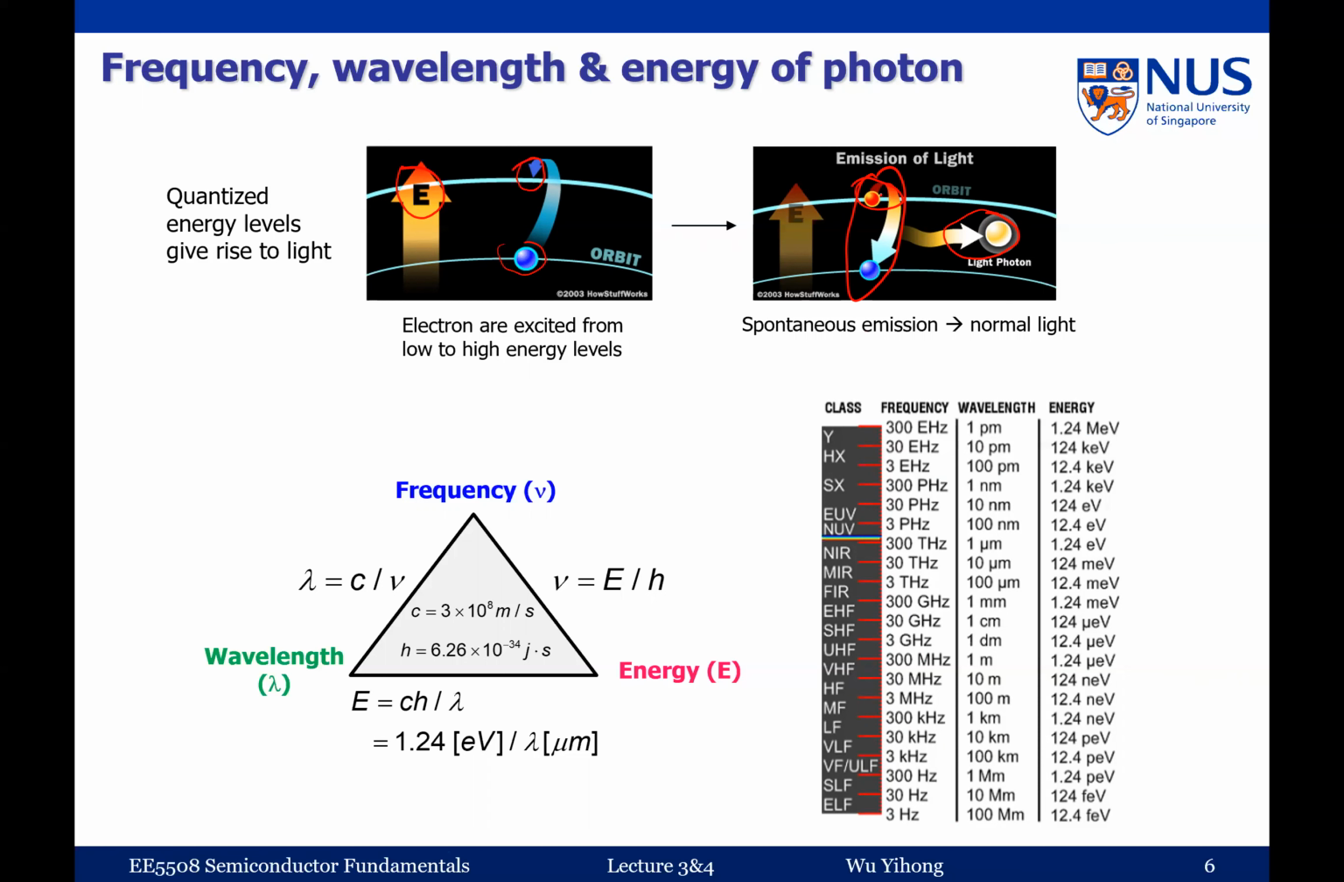So in this case, if you don't provide any additional means to control this recombination process, you let the electron jump back spontaneously. We call this spontaneous emission, and you get something called normal light. What does this mean? You may have many electrons, not just one, at the excitation state. When they jump back, the phase is different. So eventually you get light, but the phase is not the same.